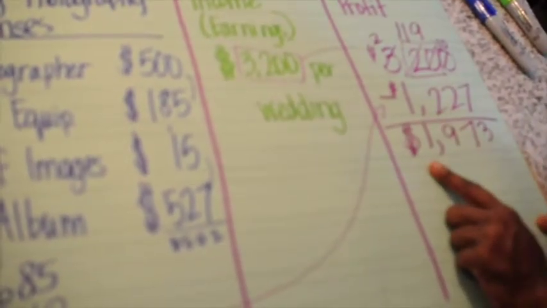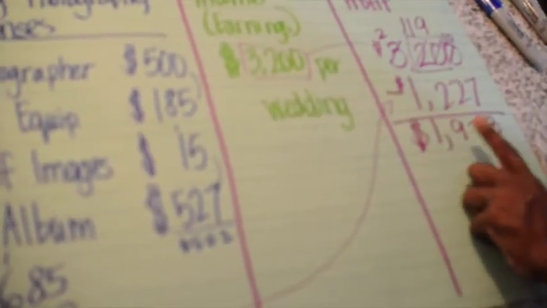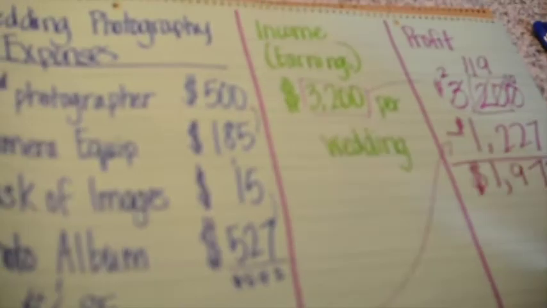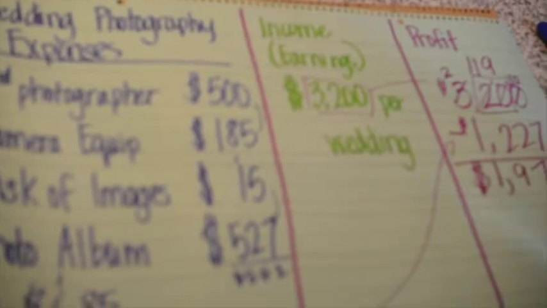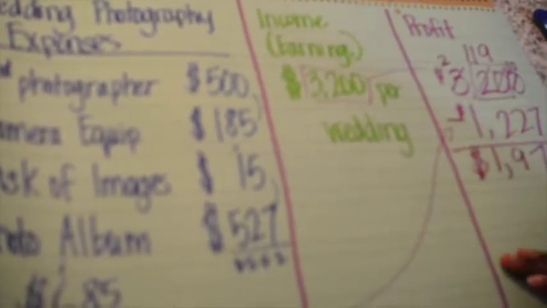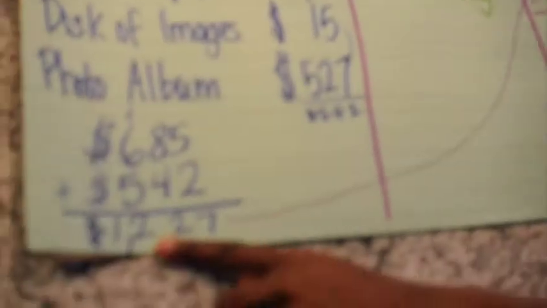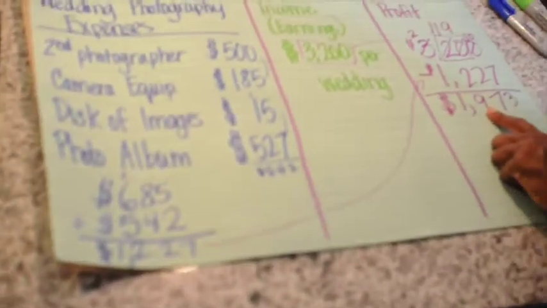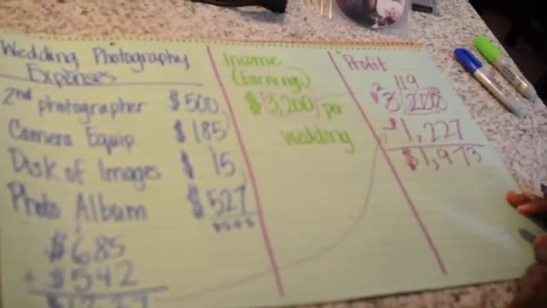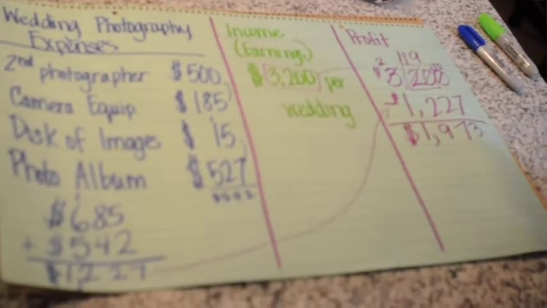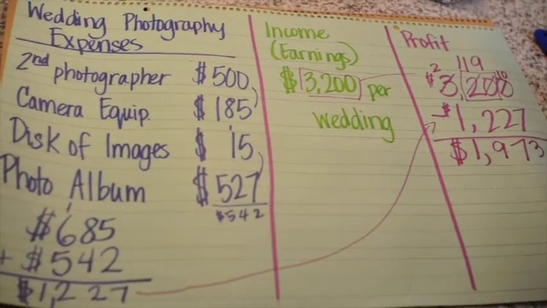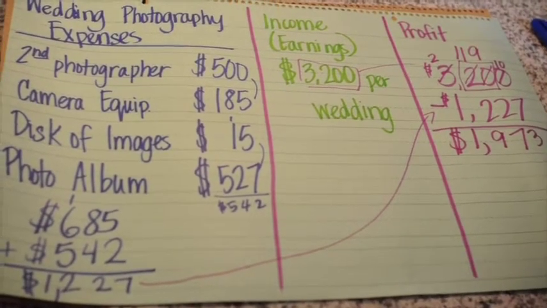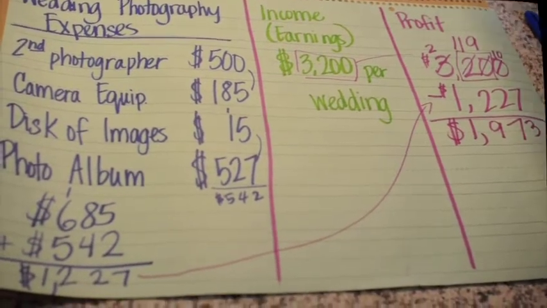Now my profit is $1,973. Again, it looks really exciting to think that I made $3,200 off of the wedding. But when you look at my expenses, which were a little over $1,200, I'm only left with $1,973. All right, boys and girls, take a moment and jot this down. Remember, you can always press pause on the video if I'm going too fast.